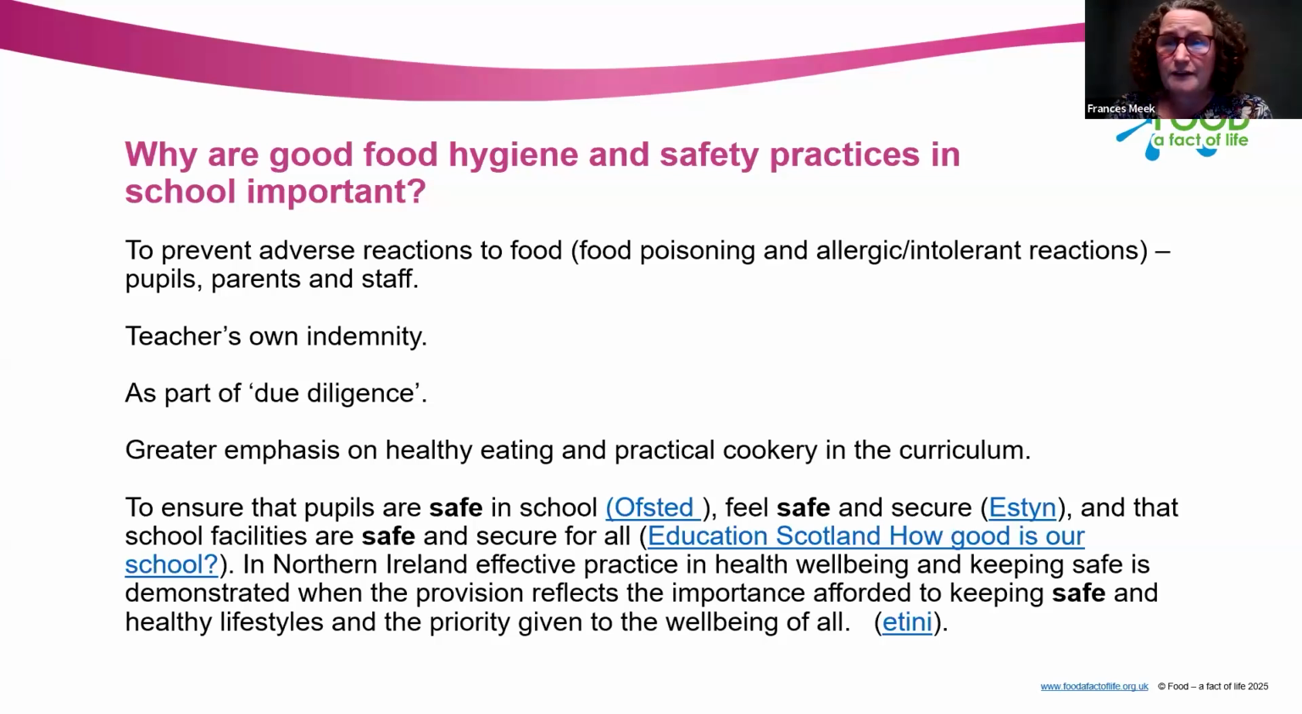So in the context of allergens and allergies and intolerances, it's important to make sure that we've got good safety practices to prevent adverse reactions to food. And that includes food poisoning, but also allergic and intolerant reactions. But that's to your pupils, to parents, and also to other staff as well. Wherever you're working, it's also for your own indemnity. You need to make sure that you're doing absolutely everything possible in order to prevent something from happening. Things do happen, sometimes very sadly, but you need to make sure that you're doing everything that you can to prevent it. And that's particularly part of something called due diligence.